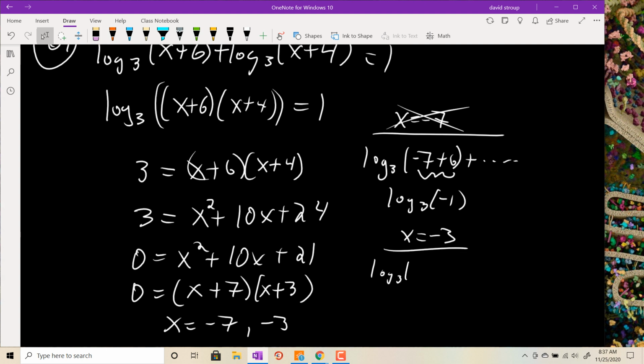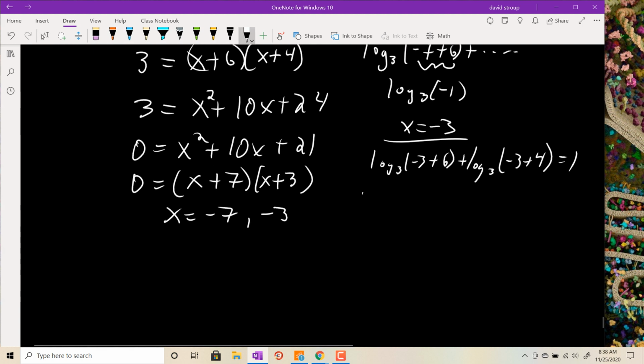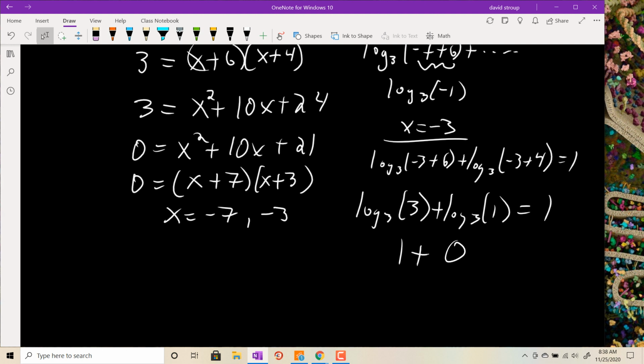Log base 3 of -3 plus 6 plus log base 3 of -3 plus 4 equals 1. Simplify. So this one's working. Log base 3 of 3 plus log base 3 of 1. Log base 3 of 3 is 1. Log base 3 of 1 is 0. That one works. So your only answer then is -3.